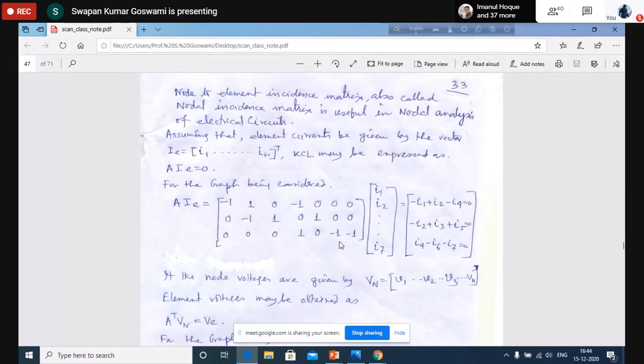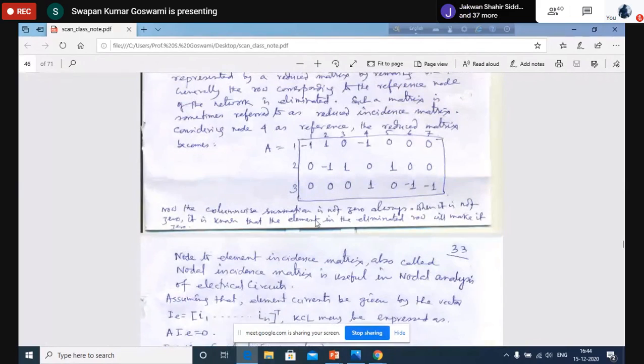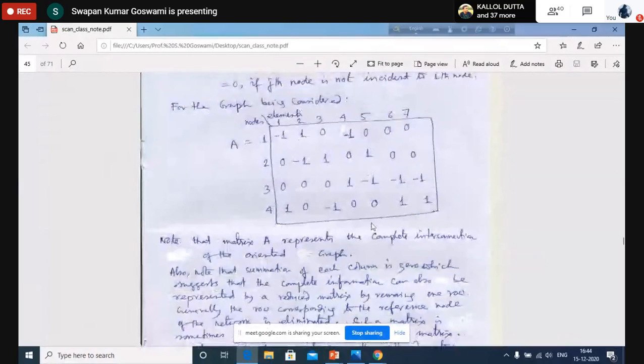Okay, that should be 4. But you see the matrix has 1 2 3 5. That should be 1 2 3 4. One I have missed actually.